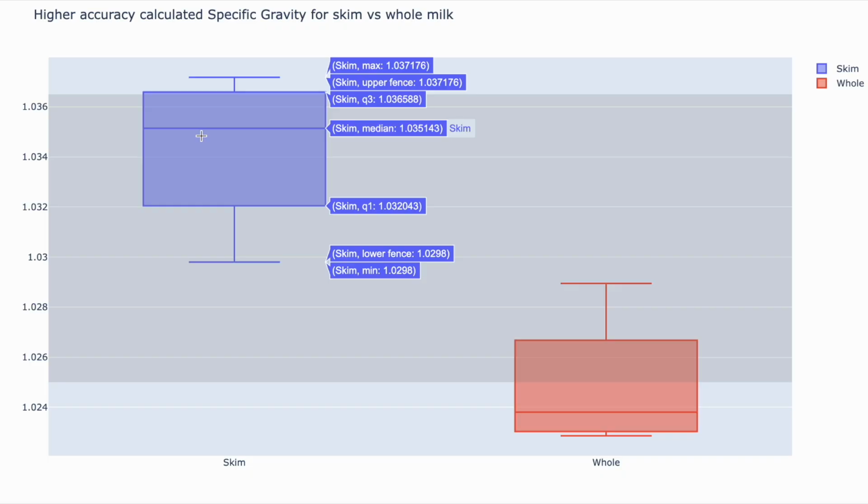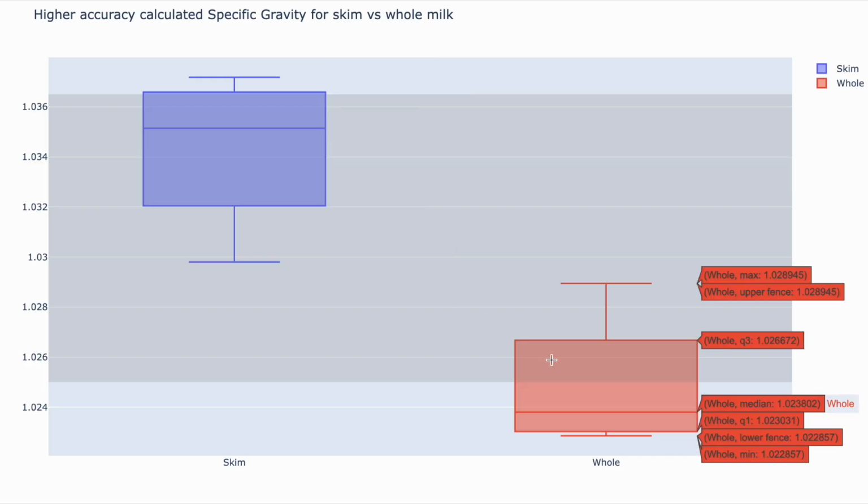Skim milk has an average or mean value of specific gravity of 1.034 versus whole milk's value of 1.025. The gray region shows the range of values from our published references, and we see that our results are within the range. Not too bad, given our difficulty in identifying the meniscus of whole milk. It seems likely we overestimated the height or level of the meniscus, which led to a larger volume and correspondingly a lower density, and therefore a lower specific gravity than the published results. But our data shows sufficiently that the specific gravity of fat-free or skim milk is actually higher than that of whole milk.